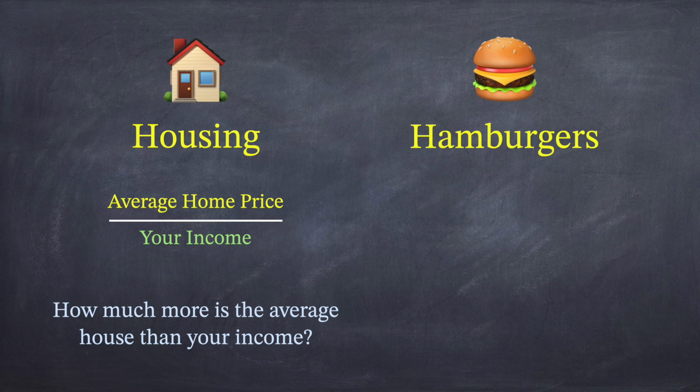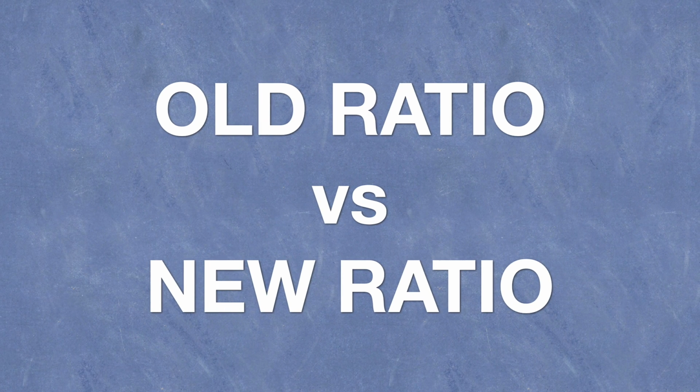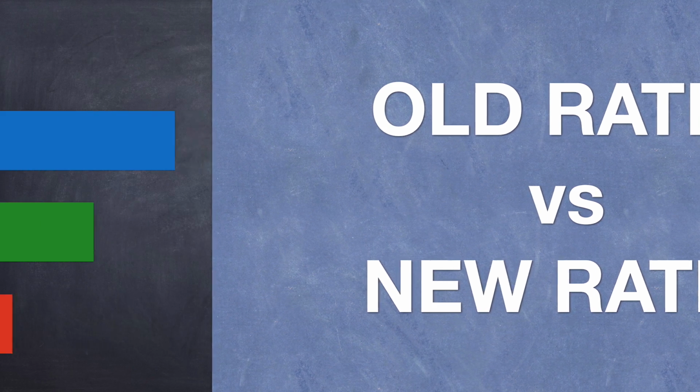In hamburgers, we're going to do the opposite. We're going to take your income and we're going to divide that by the average price of a hamburger in the country. And then you're going to answer this question: how many burgers can you buy? And so we're going to compare using those 2, the old ratio versus the new ratio, to measure, is your buying power going up or down?